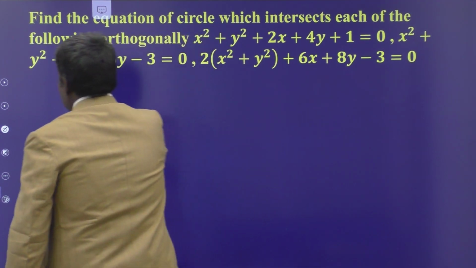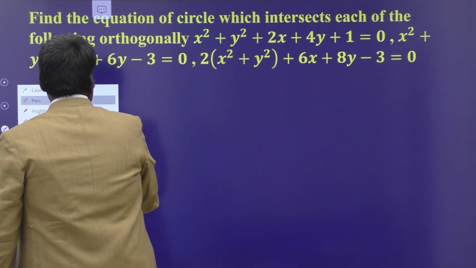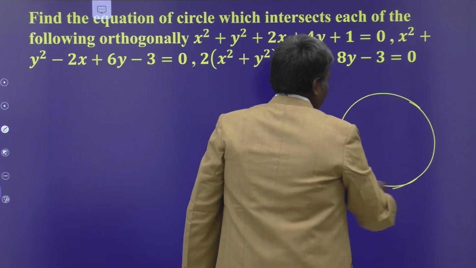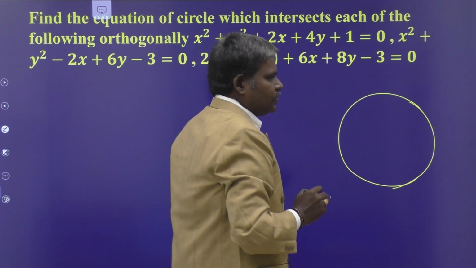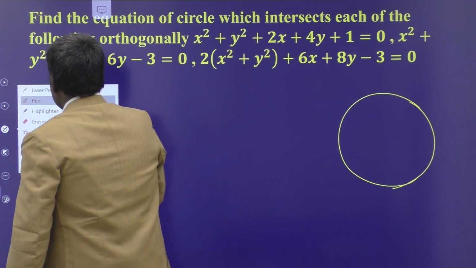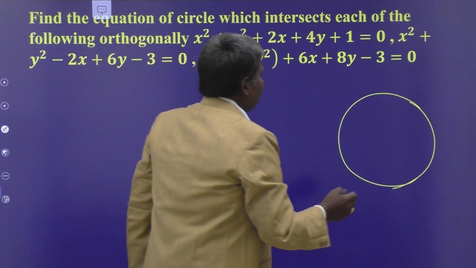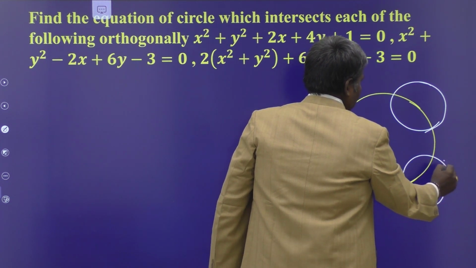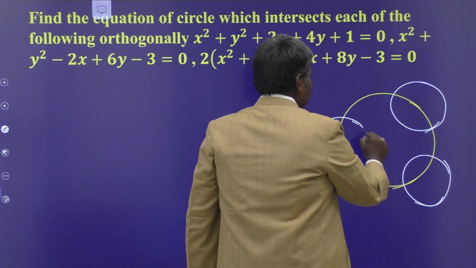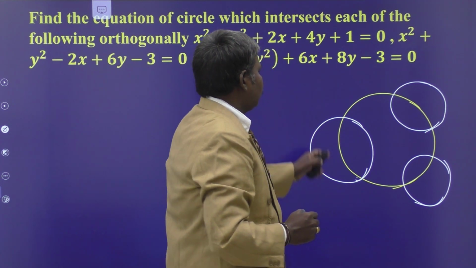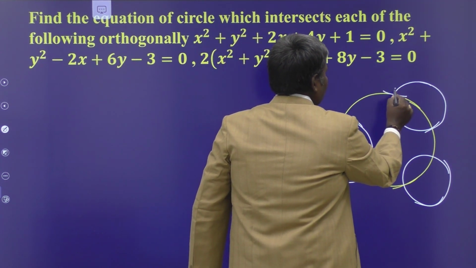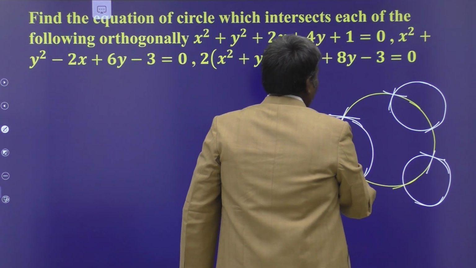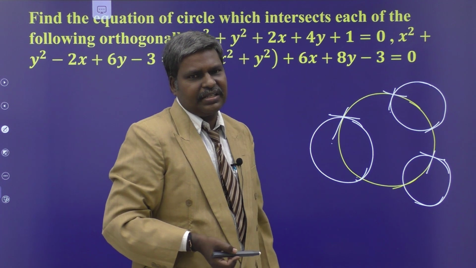Suppose this is the circle. We are going to find out its equation. Suppose this is the required circle. What is the role of the circle? The circle intersects orthogonally the 3 given circles. This is the first circle, this is the second circle, it is the third circle. So by circles intersecting orthogonally, we mean the angle between the 2 circles is 90 degrees. That means the tangents drawn at their points of intersection make an angle of 90 degrees.